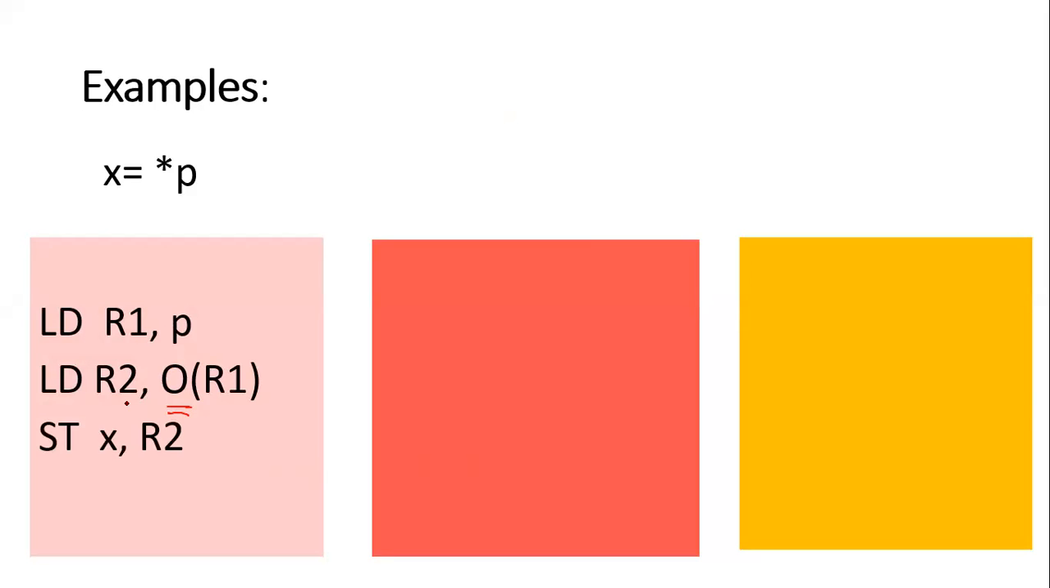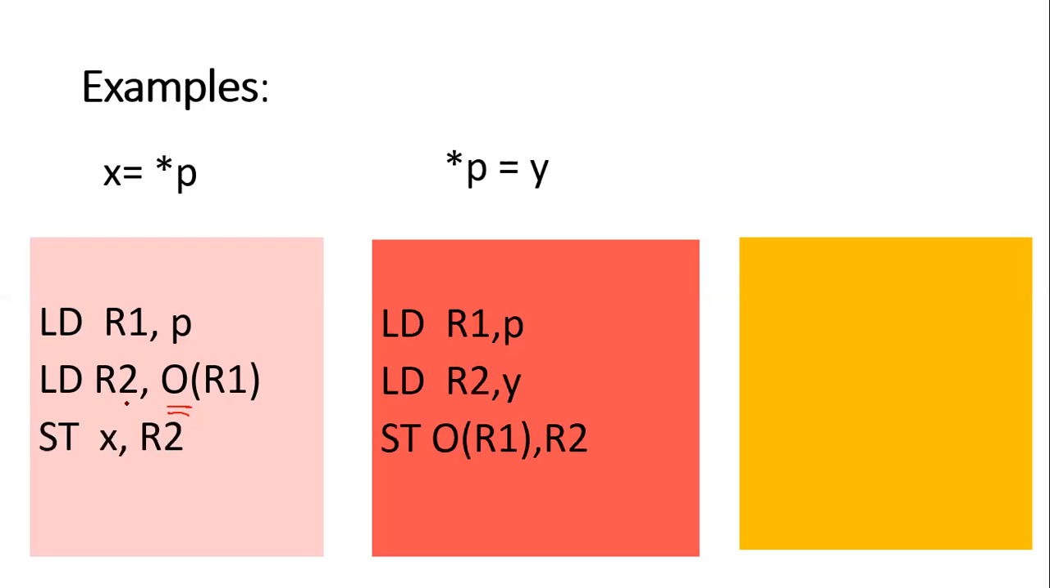Okay, using store operation. Like that, star P is equal to Y. Then what to do? Here also same thing. Load R1 with P. Okay, and load R2 with Y. And value of Y should be stored in R2, and R2 value should be stored in the pointer of P, is it not? So store R2 in the pointer of P, that is 0 of R1. Okay, so this is how to represent star P.